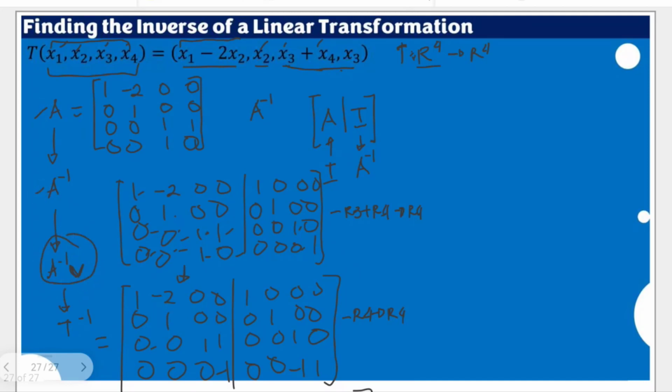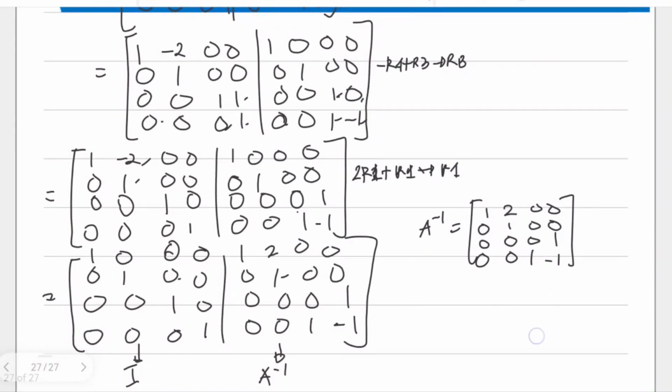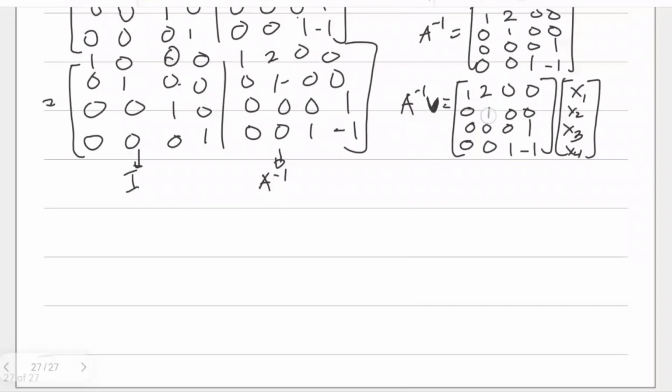Let's proceed here. We're going to multiply a vector using these entries. So A inverse times a certain vector V is equal to 1, 2, 0, 0, 0, 1, 0, 0, 0, 0, 0, 1, 0, 0, 1, negative 1 to be multiplied with x sub 1, x sub 2, x sub 3, and x sub 4. So you will have this form here.